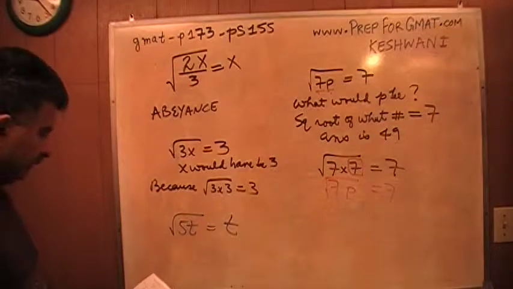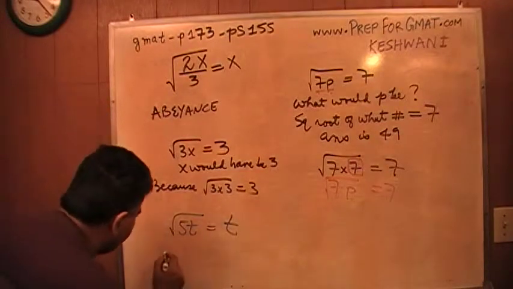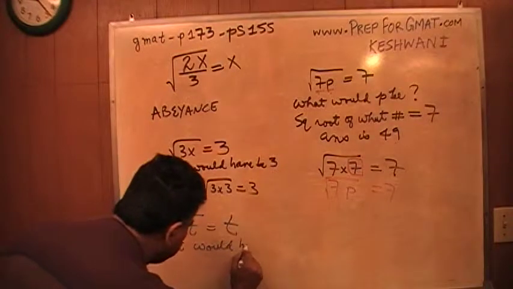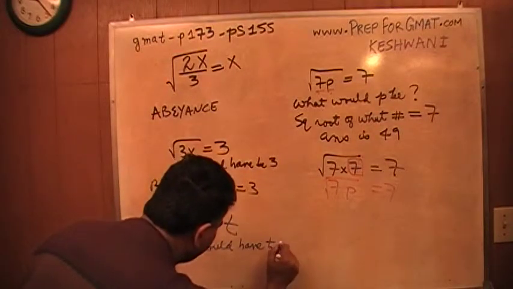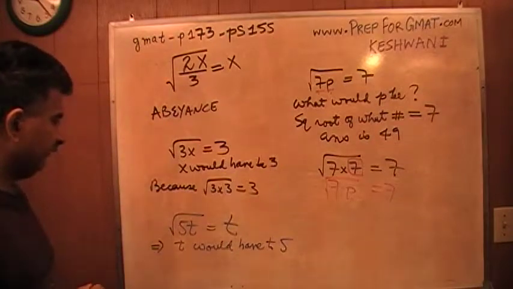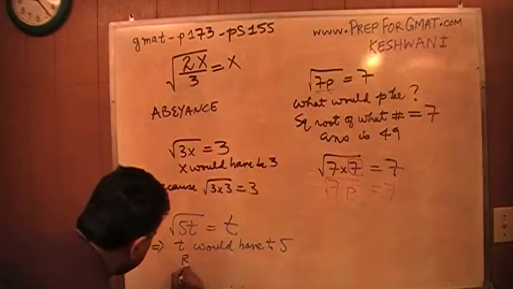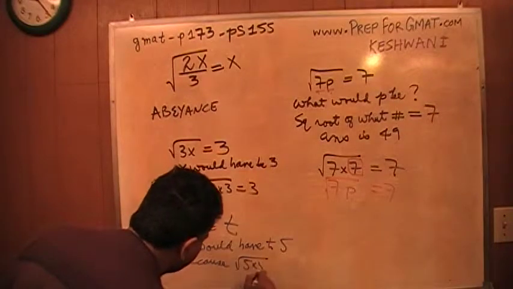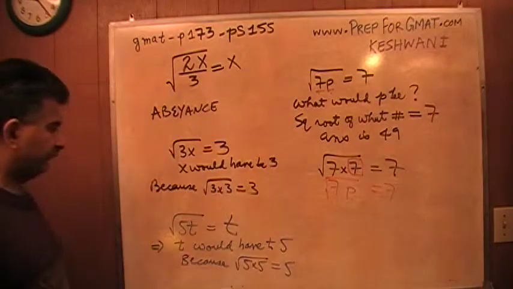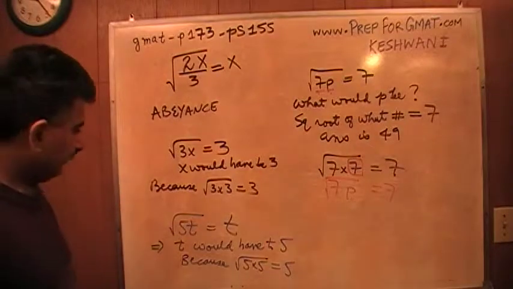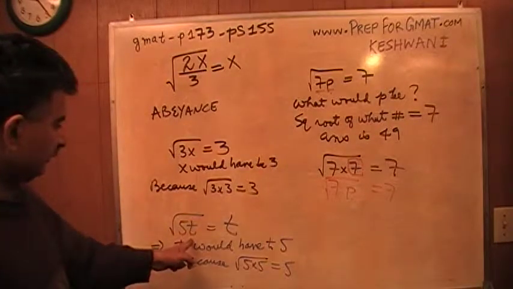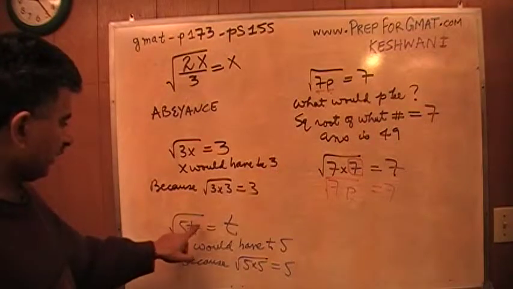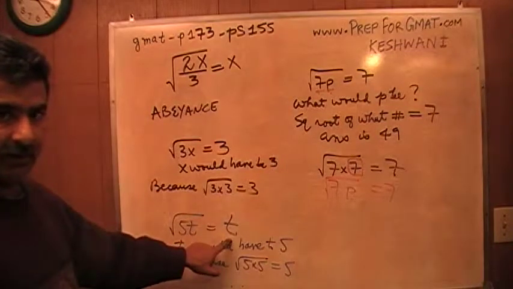This time I did a little bit different. This implies that t would have to be 5. T would have to be 5 because the square root of 5 times 5 equals 5. You see? 5 is being multiplied by some number, and when we take the square root of that product, we get back to that same number again.